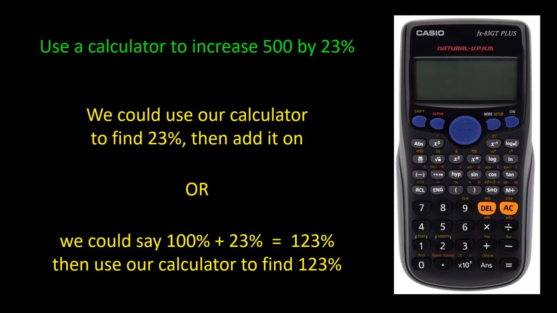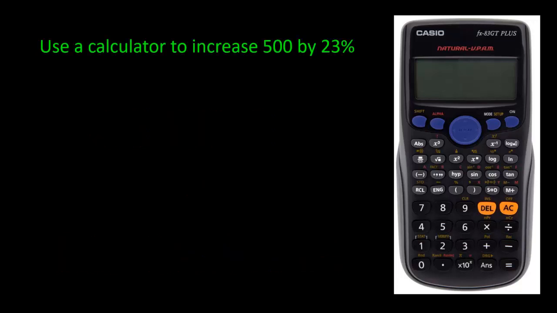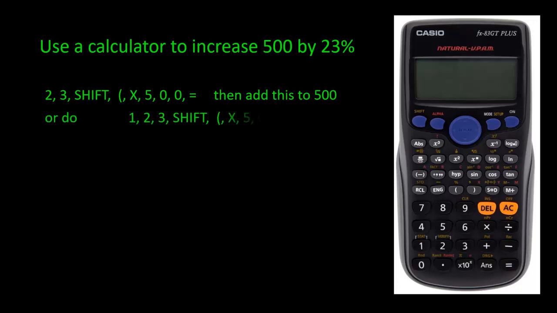So let's have a look how we would do that in terms of pressing buttons. So use a calculator to increase 500 by 23%. So now using the percentage key, we would do 23 shift, open bracket, times 500 equals, we get an answer, and then we would add that on. If you wanted to do it the clever way, you'd be finding 123%. So then you would do 123 shift, open bracket, times 500. So that's using the percentage key.